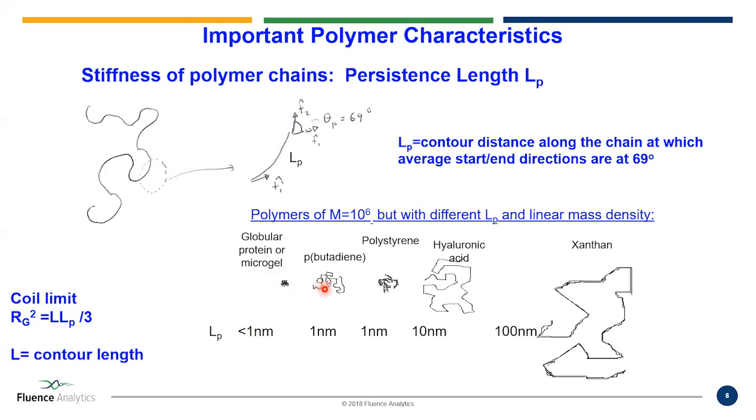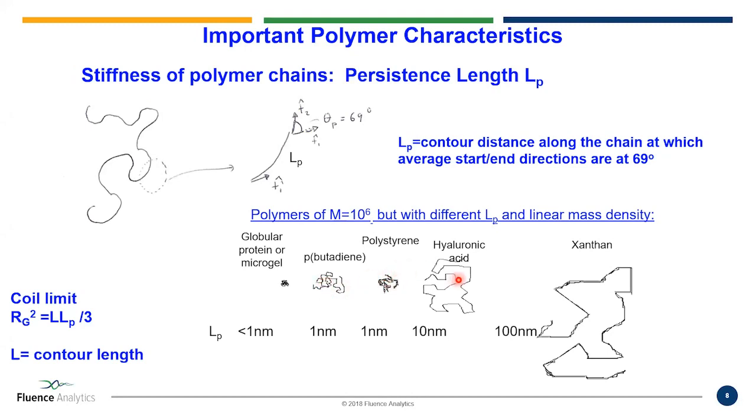You take something like butadiene, it's got a 1 nanometer persistence length, but it's very light, not too much mass, linear mass density. Then you get something like this. It's much more stretched out than this, but a bit less than polystyrene, which has roughly the same persistence length but has a higher mass density. So they're similar, but a little bit less than polystyrene.